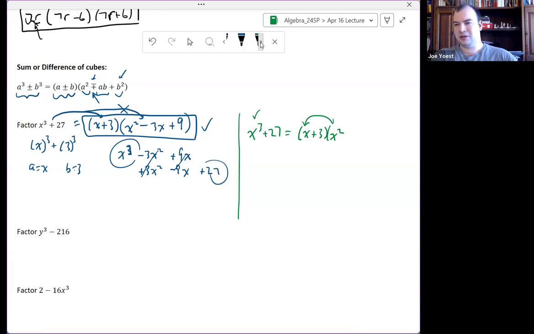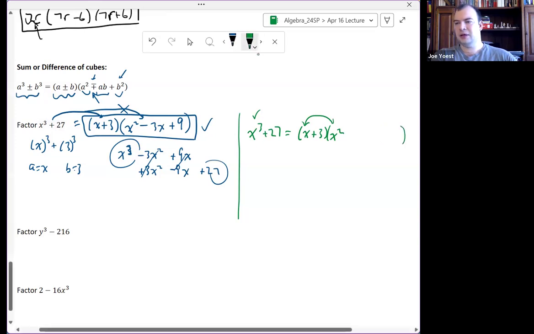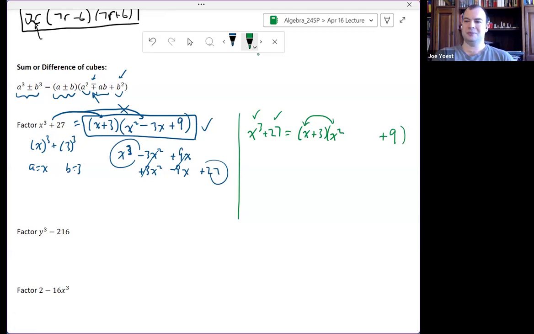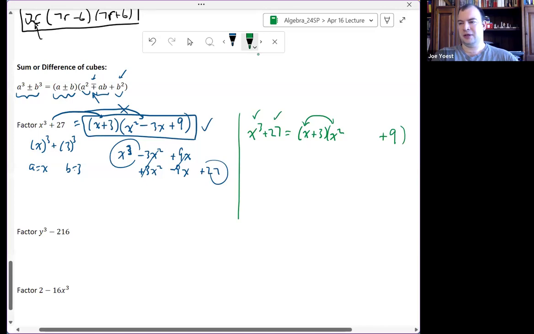Let me give myself a little more space here. I also know that 3 times something needs to give me my 27, my constant term. 3 times 9 is going to give me my 27. This clearly has to be a plus. My squared terms in the second parentheses both have to be pluses. And now I need to figure out what's my cross term. What's my middle term here?